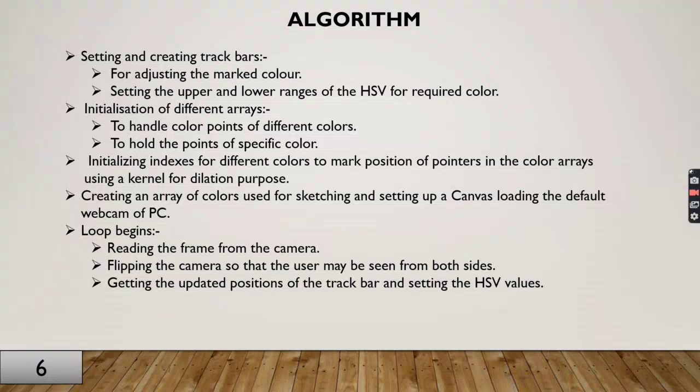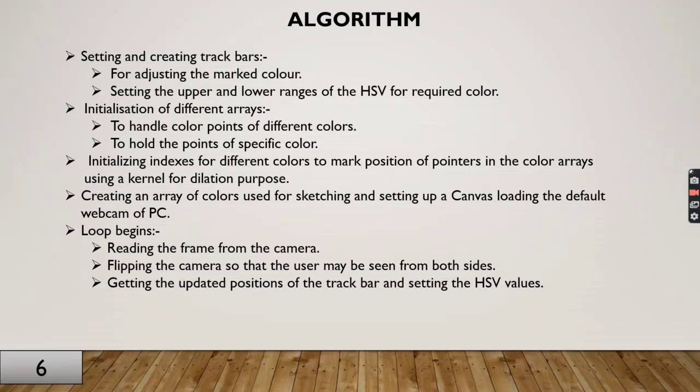The algorithm used in this is: the first step is to create track bars for adjusting the marker color and setting the upper and lower ranges of the HSV for the required color. Then initialization of different arrays, initializing indexes for different colors to mark the position of pointers, and creating an array of colors used for sketching and setting up a canvas.